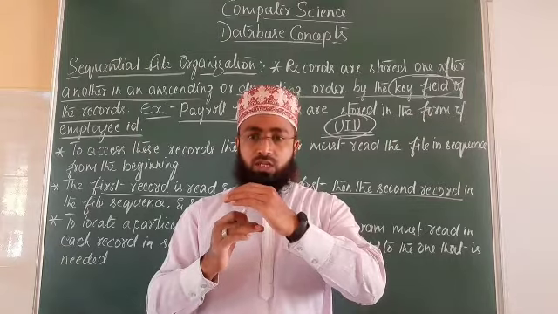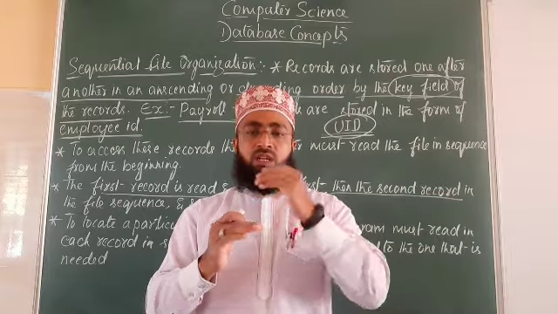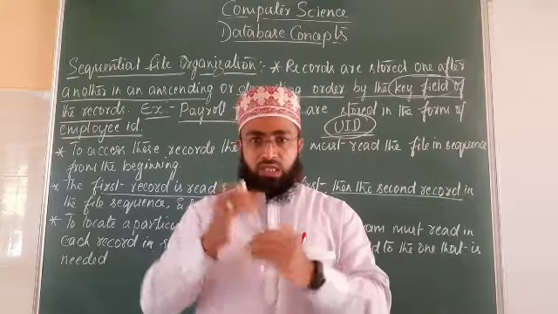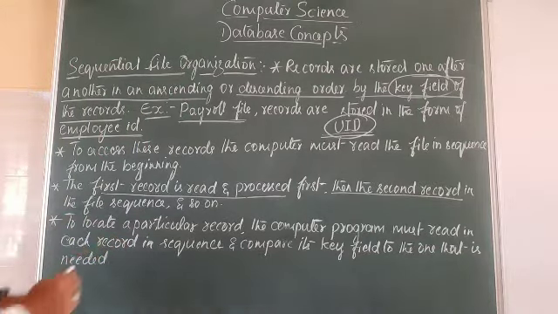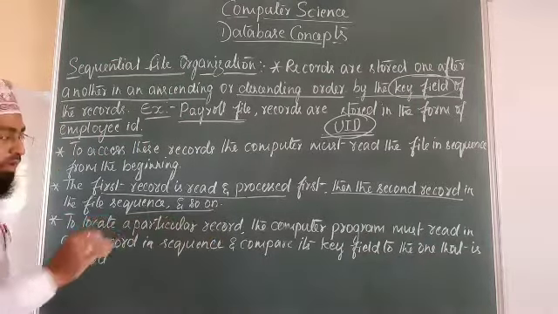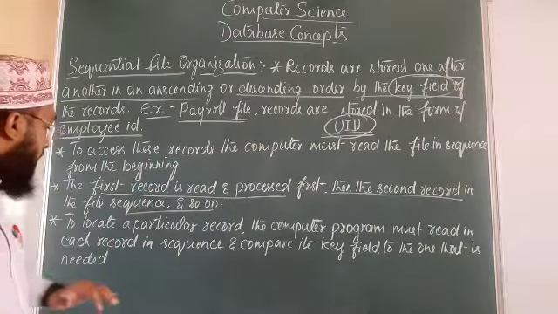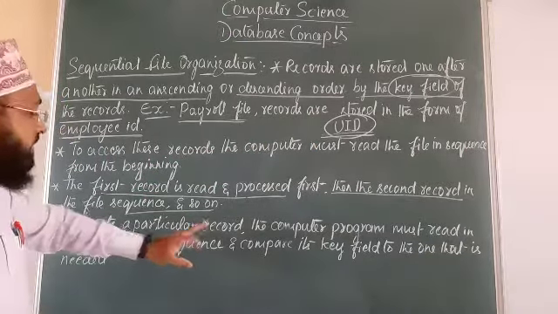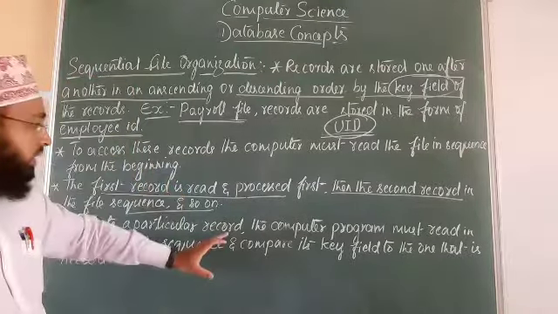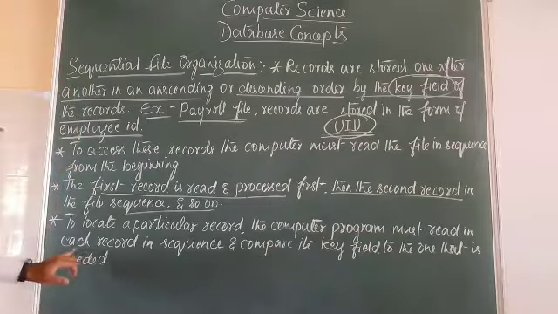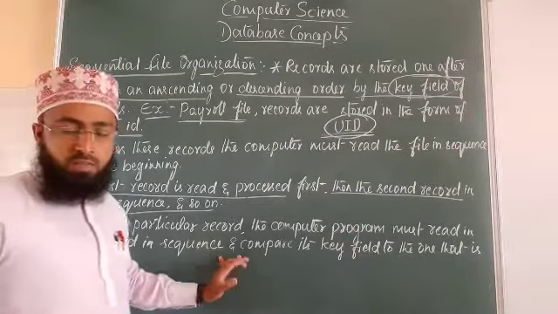It will move to the third record. Once the third record's processing and reading has finished, it will move to the fourth record. Like that, sequencing one after the other: first record, then second record, then third record, and so on. After that, to locate a particular record, if you want to search for any particular record, the computer program must read each record in sequence.